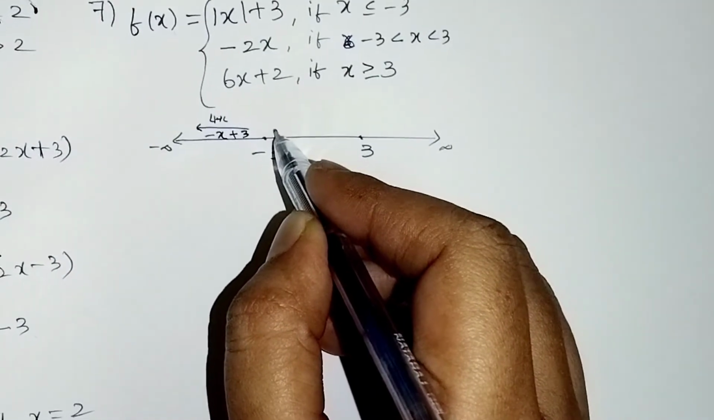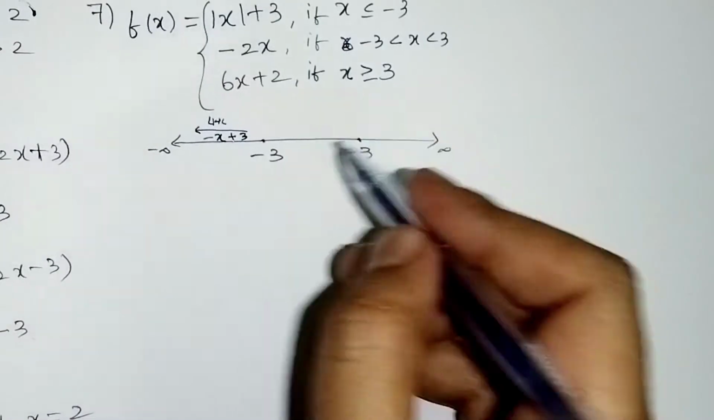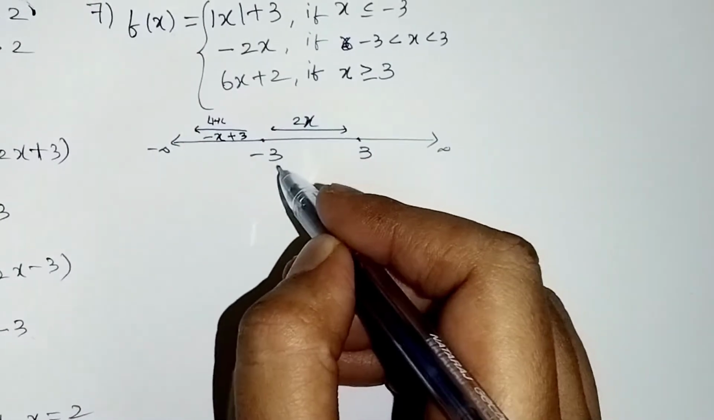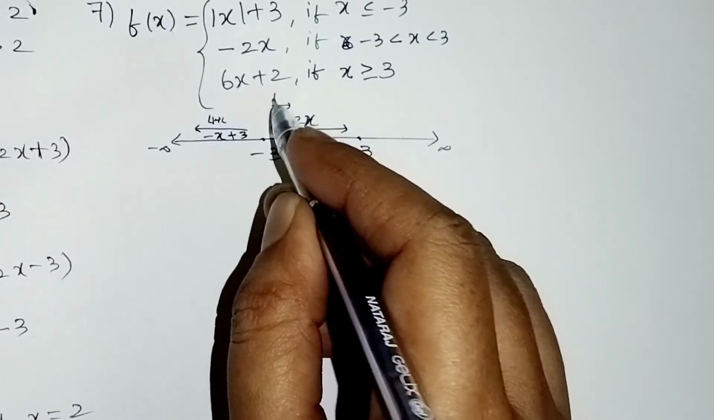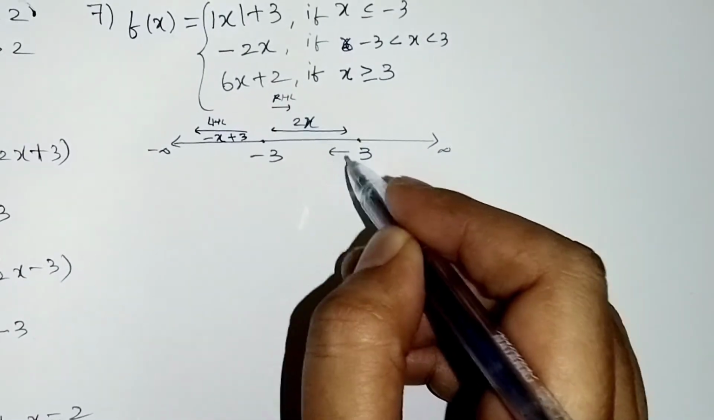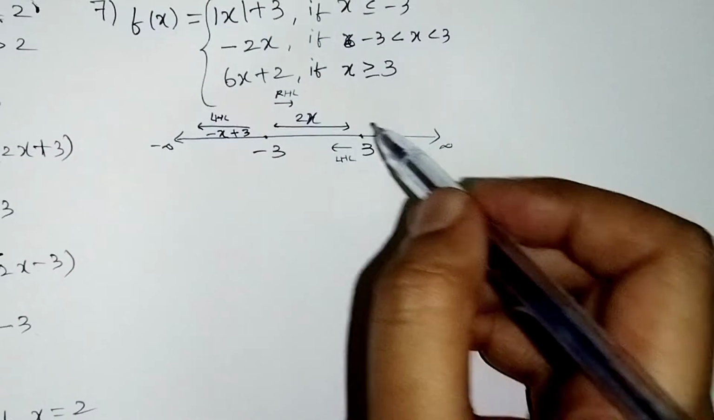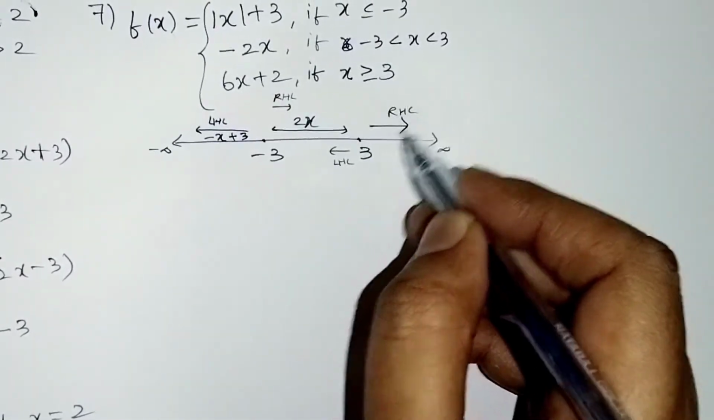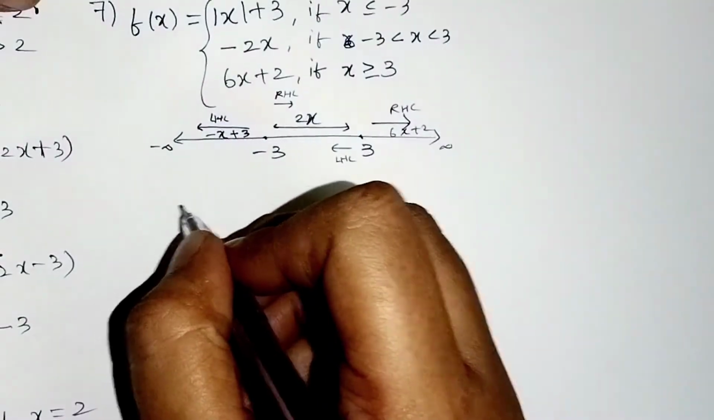And for minus 3 to 3, we have the function 2x. This is the right hand limit for minus 3 and left hand limit for 3. For x greater than or equal to 3, we have the right hand limit, that is 6x plus 2. Let us do the function.